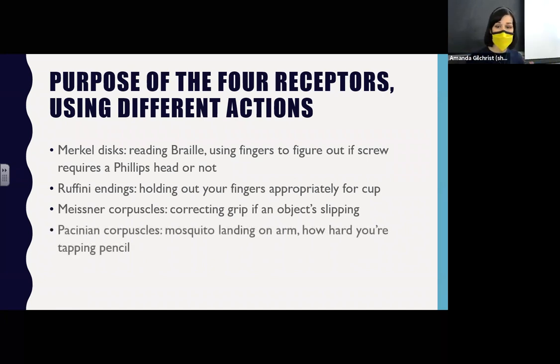And the Pacinian corpuscles, you will detect those. These are usually a little deeper in the skin, but you use these to detect a mosquito landing on your arm and also figuring out how hard you're actually tapping your pencil or how hard you're pressing against the paper.